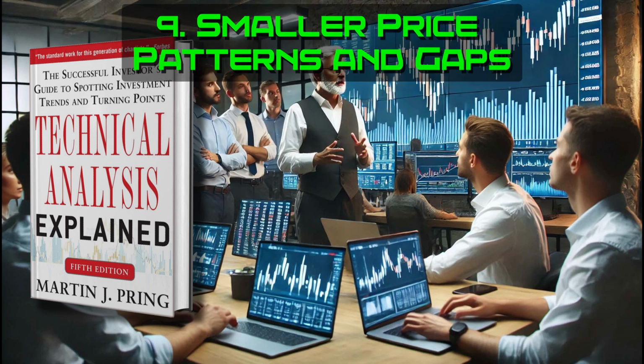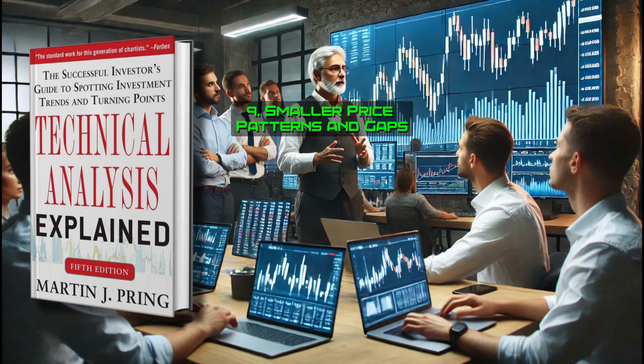Chapter 9, Smaller Price Patterns and Gaps. Sometimes, big moves start with small hints. Here, we explore flags, pennants, and the story behind price gaps. Learn how these smaller patterns can signal explosive short-term opportunities, if you know what to look for.